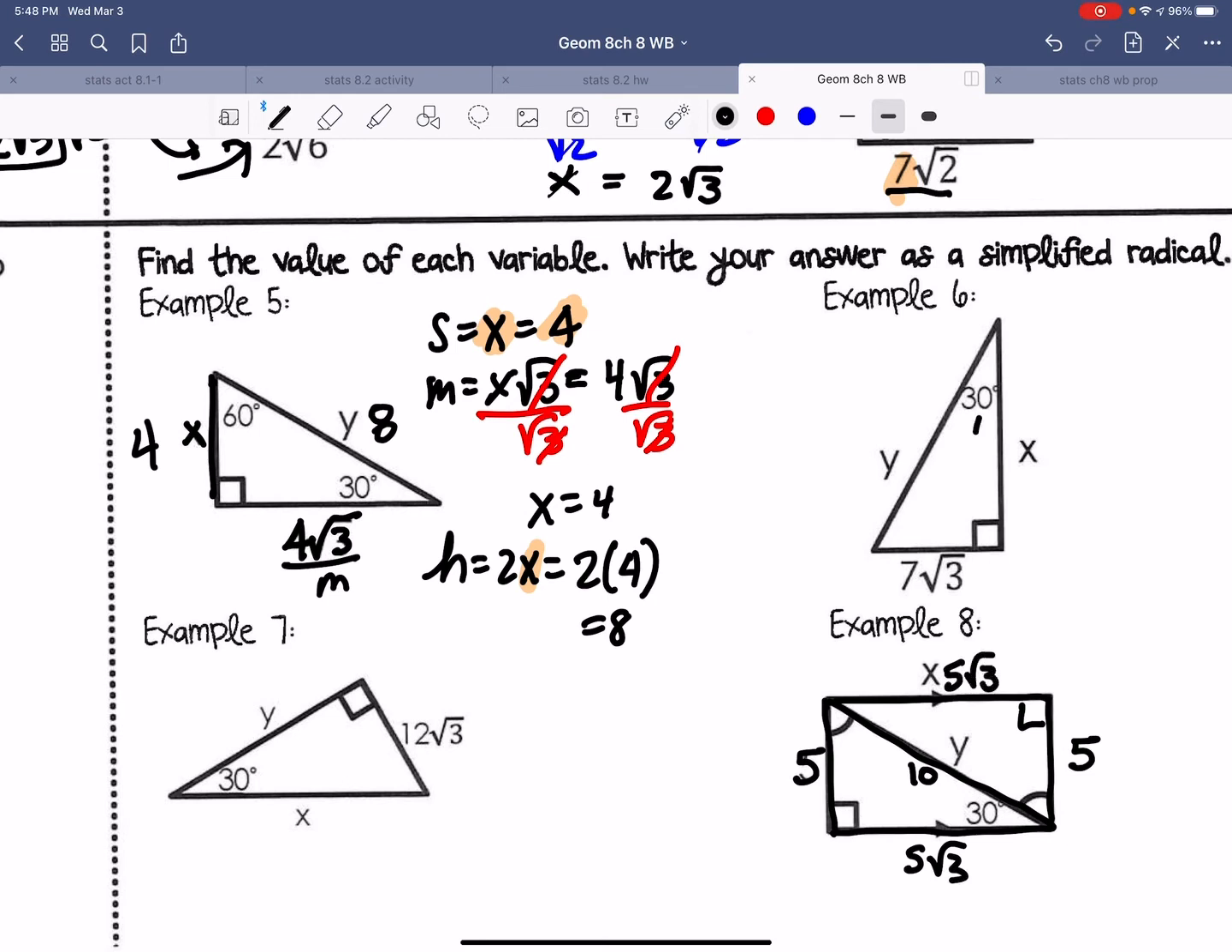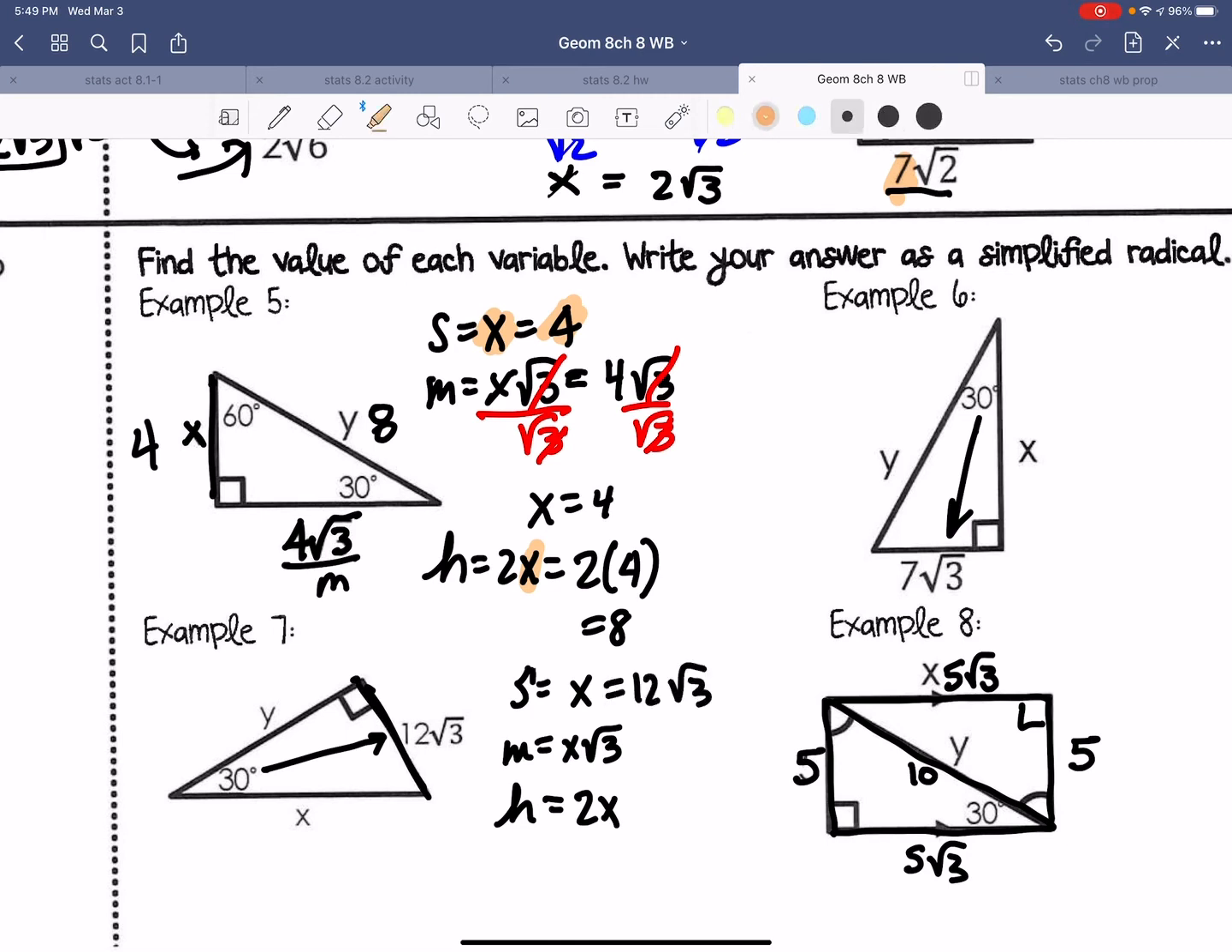All right, now these are a little different because my small side is 12 times the square root of 3, which means my hypotenuse is just, right? Hold on. My small side formula is x. My medium formula is x times the square root of 3. My hypotenuse is 2x, right? But I actually know my small side. It's 12 times the square root of 3. So we know x, we can plug it in there.